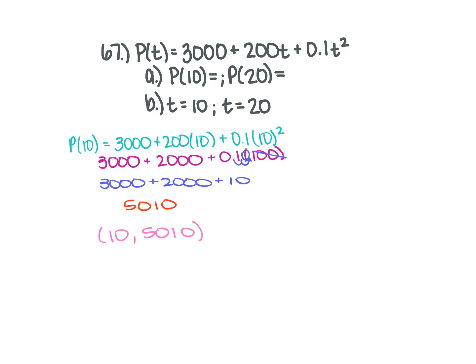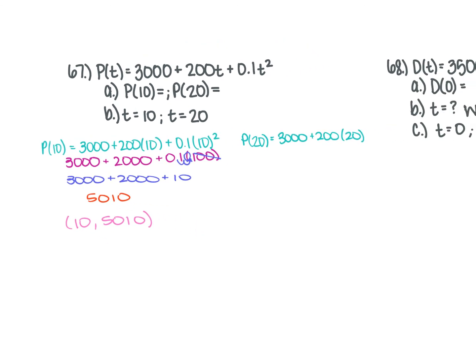Next, you're going to find p of 20. So we're going to take the 20 and plug it in. So that's 3,000 plus 200 times 20 plus 0.1 times 20 squared. Once again, the 3,000 doesn't change, so we're going to keep it 3,000.